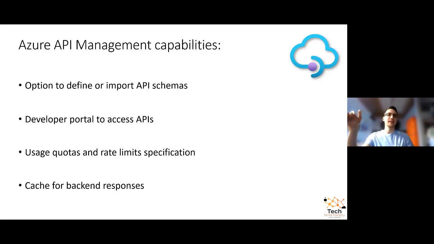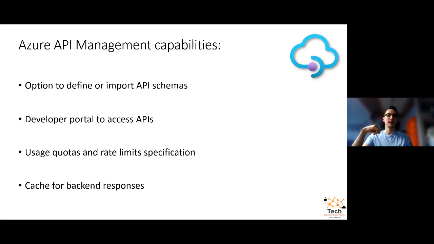So there is a dedicated place where a developer can go and test and use our APIs. We can also use quotas and rate limits specification, and this is related to policies, which I will describe soon during our session. So for instance, we can limit the amount of requests that are sent to Azure API Management during a specific period of time. And then we can cache backend responses.